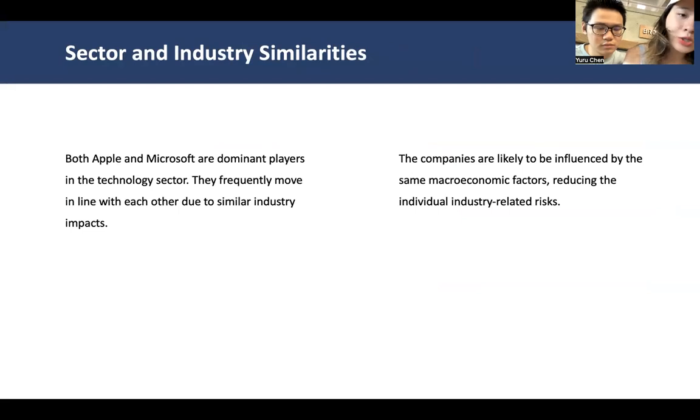Let us talk about the sector and industry similarities. Both Apple and Microsoft are dominant players in the technology sector, and I believe you have heard about these two companies. Apple is mainly famous for its consumer technologies like iPhones and macOS, and Microsoft is mainly renowned for its cloud services and productivity apps. They frequently move in line with each other due to their similar industry impacts. And because of their diversified product lines, the companies are likely to be influenced by the same macroeconomic factors, which reduces the individual industry related risk.